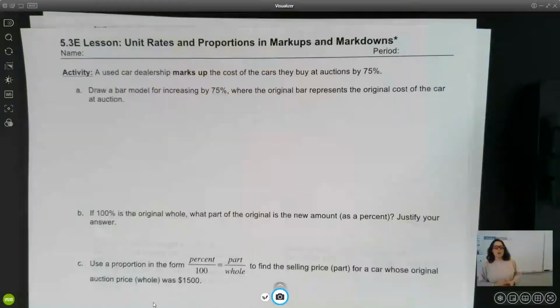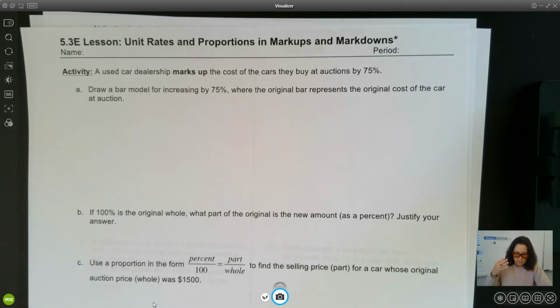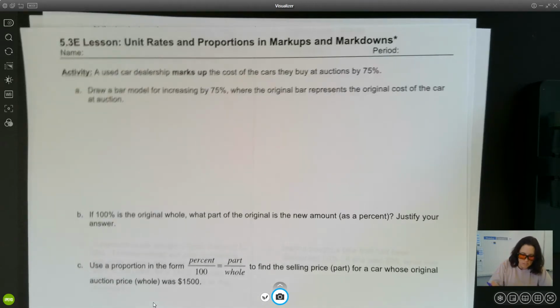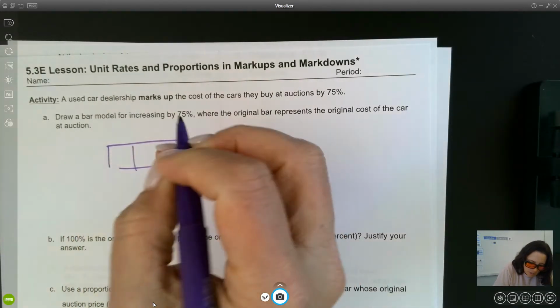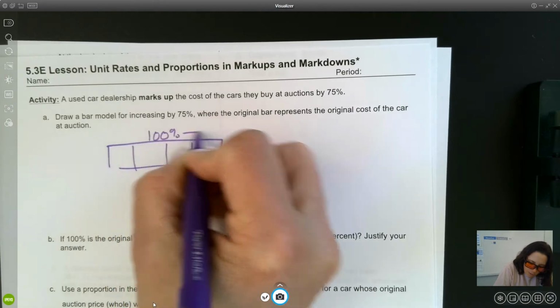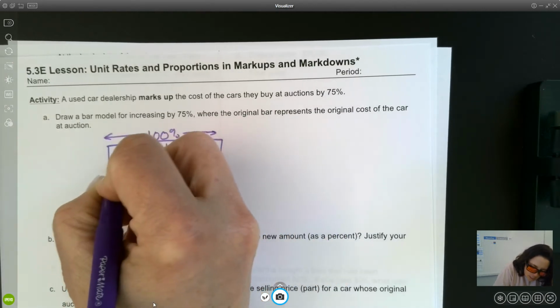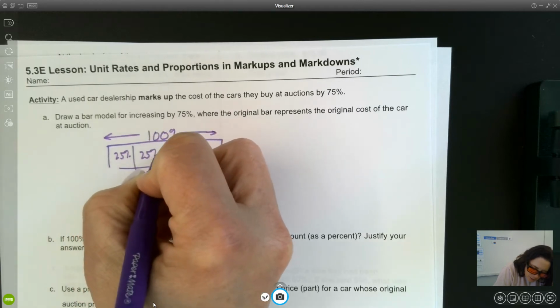Okay, so the first problem, it says a used car dealership marks up the cost of the cars they buy at auctions by 75%. Draw a bar model for increasing by 75%, where the original bar model represents the original cost of the car at the auction. Okay, so if we're at 75%, I want you to think about how we can relate that to 100%. I'm hoping that you see 25% is key here. So this is 100%, the whole thing. So each of these pieces is 25%.